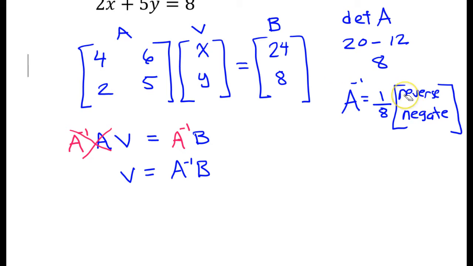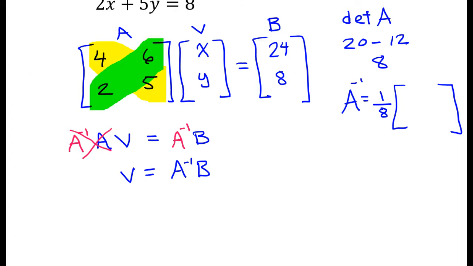So here's what I mean by reverse negate matrix. Okay, so I'm talking about the down diagonal and the up diagonal. So this is the down diagonal, and this is the up diagonal. So I am going to reverse the down diagonal and negate the up diagonal. If I reverse the down diagonal, that means I just switch these numbers. So this will be 5 and 4. And then I'll negate the up diagonal, meaning change the signs. So this will be -2 and -6.